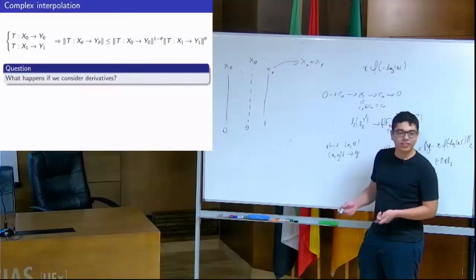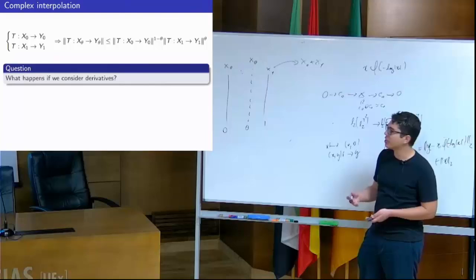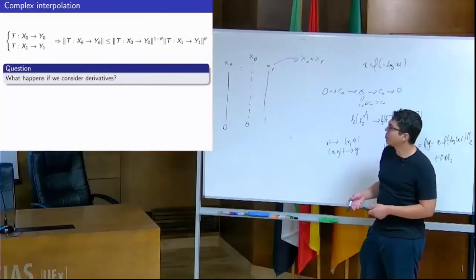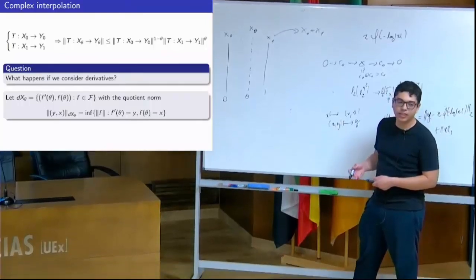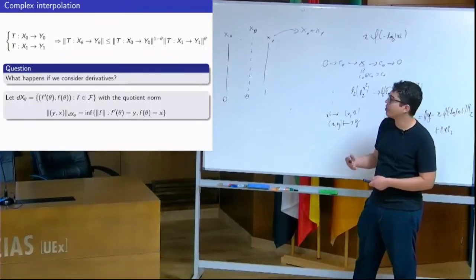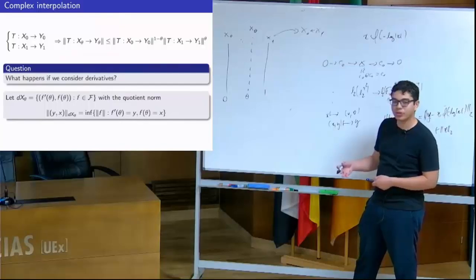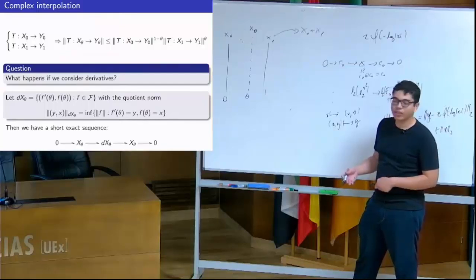Okay, so another innocent little question. You are dealing with analytic functions. What if you consider the derivatives? So now define the derived space, where you don't look only at the image of the functions, but at the image of the derivatives, and put on it the quotient norm. So you get a short exact sequence.